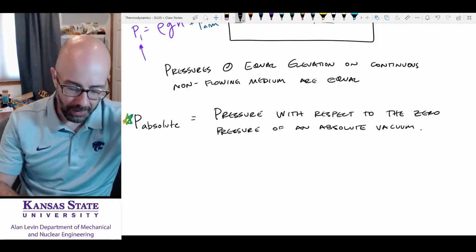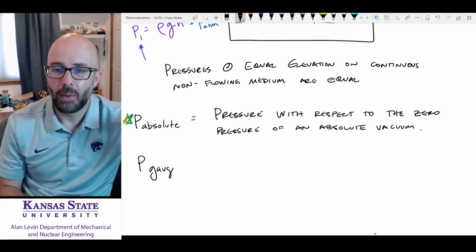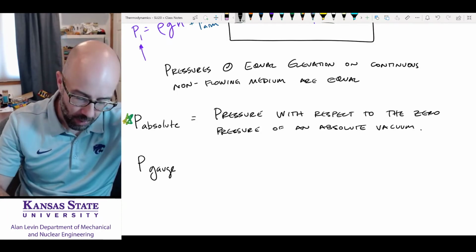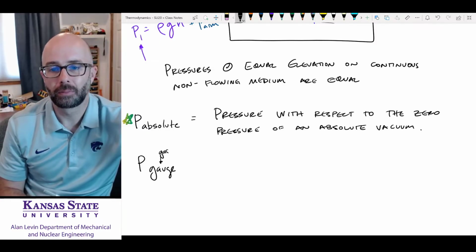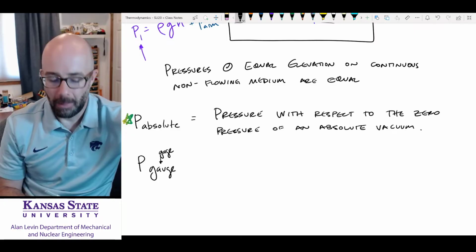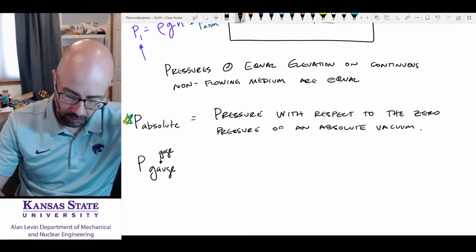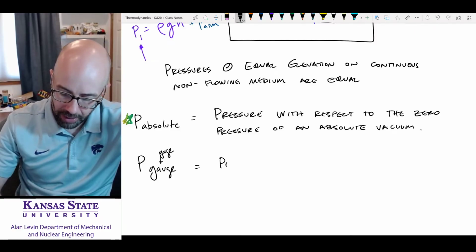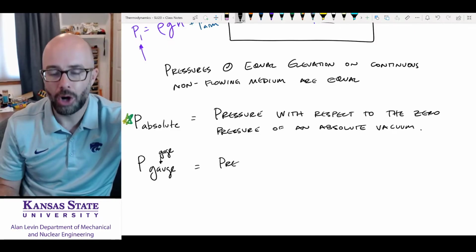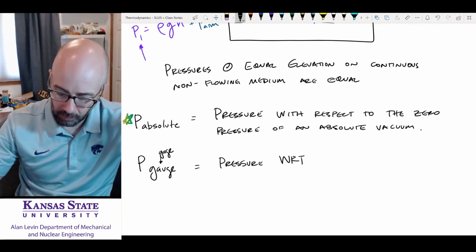But there are other types of pressures. There's gauge pressure, and we could spell gauge two ways, this way, or we could spell it G-A-G-E. I don't care which way you spell it. And this is going to be the pressure with respect to, WRT, with respect to the atmosphere.